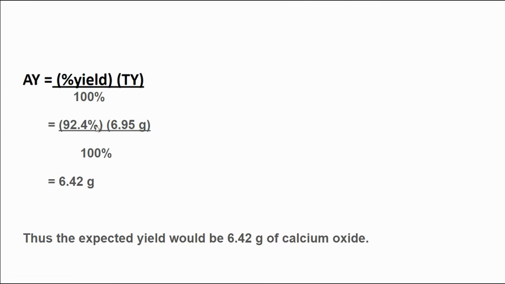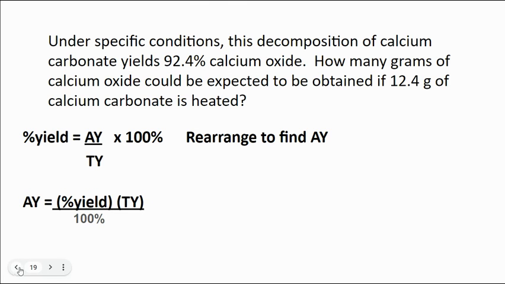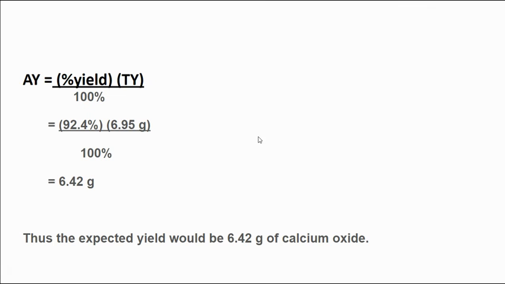Now we're going to plug in our values, 92.4% over 100, 6.95, and here's our actual yield. So based on this success rate, we can expect to create 6.42 grams of calcium oxide. So that's just a little twist to that, and just some practice rearranging this equation. If you have any questions about that, let me know.